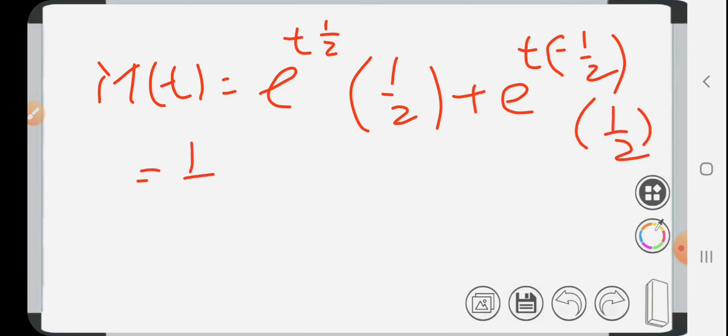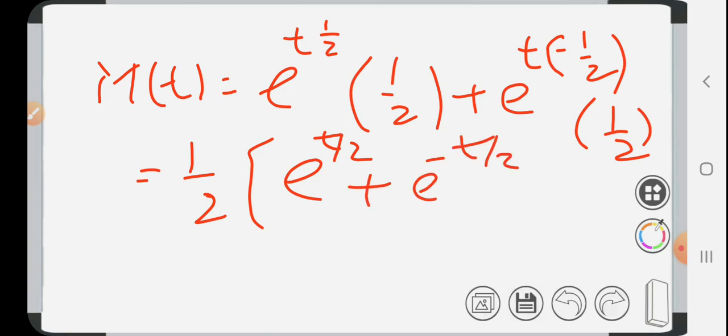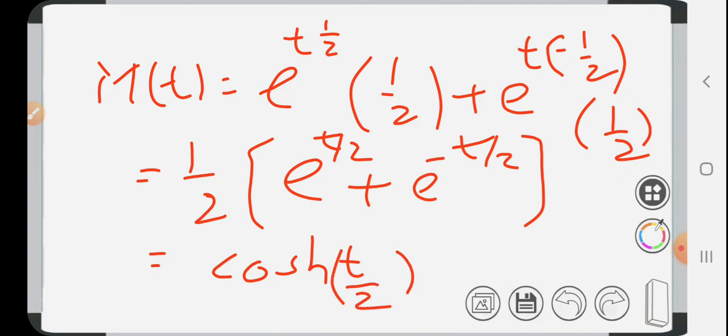So taking 1 by 2 common, I get the answer e raised to t by 2 plus e raised to minus t by 2, or simply you can write this term as cosh of t by 2, hyperbolic cos h t by 2, or you may write it as 1 by 2 into e raised to t by 2 plus e raised to minus t by 2. Now from this moment generating function we can find the first 4 moments about origin, mu1 dash, mu2 dash, just by taking the derivatives of this.